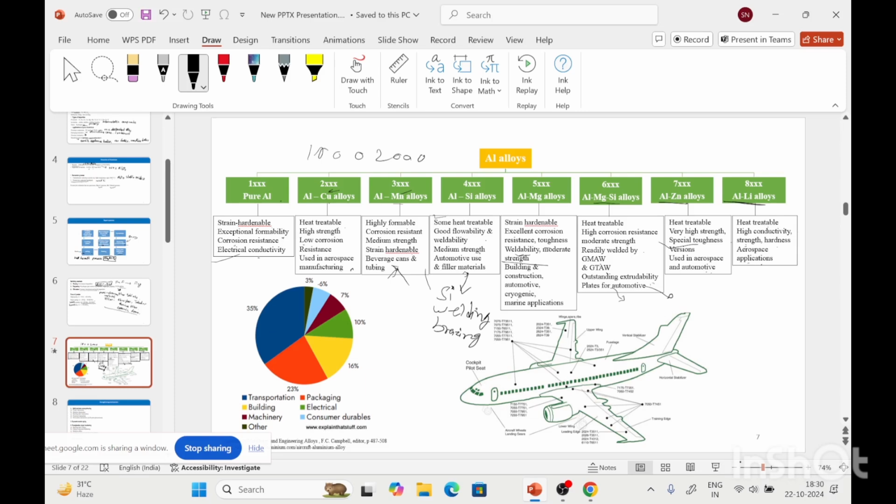So in the aluminum alloys, the 2000, 6000, 7000 and 8000 series are the heat treatable alloys, while the 1000, 3000, 4000 and 5000 series alloys are wrought alloys, meaning the strength is increased by the strain deforming process.